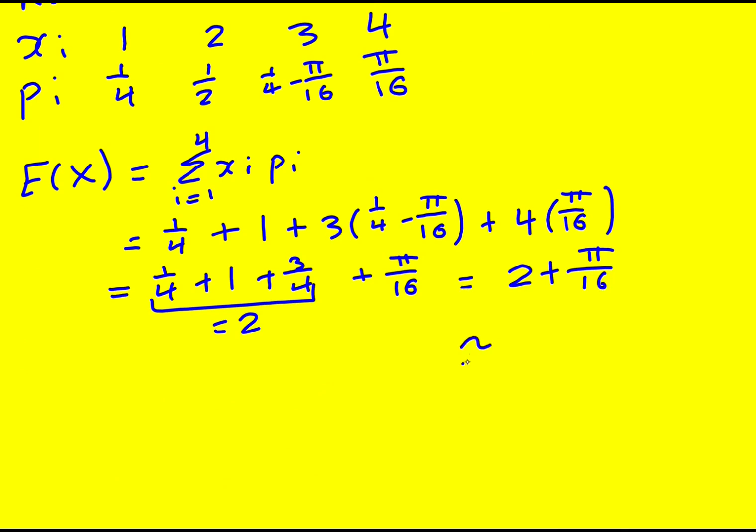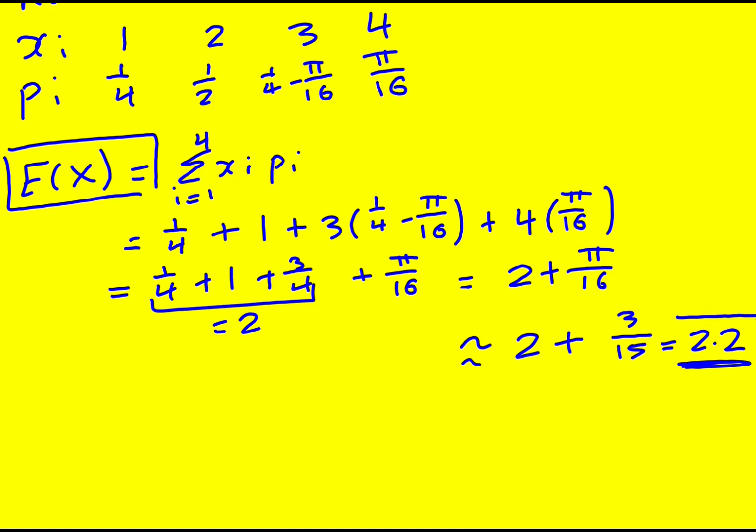We could actually estimate it as a decimal and say that it's going to be 2 plus, well, pi is 3 and a bit. So if we just make it 3 and then divide by 15, then we get 1/5. So it's going to be about 2.2. That is the expected value if Harry is just putting his hoof down at random.